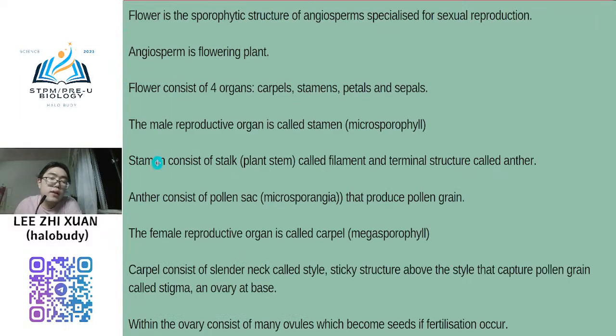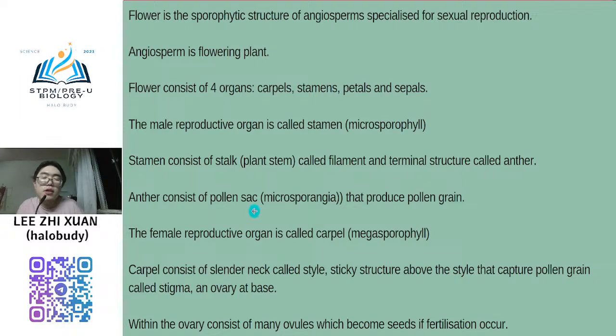So the stamen consists of a stalk called the filament, and the terminal structure is called the anther. So the anther is the site to produce the pollen grain, so it contains the microsporangia. Inside the microsporangia there are many microsporocytes that I showed you just now.